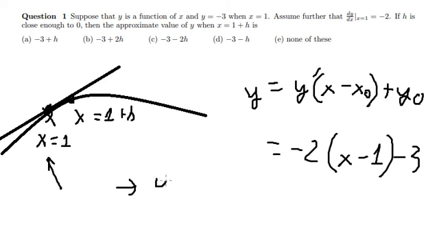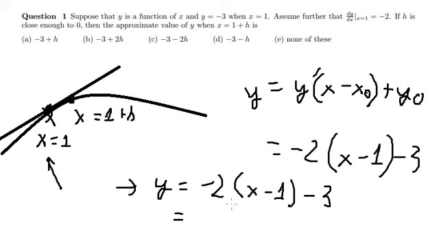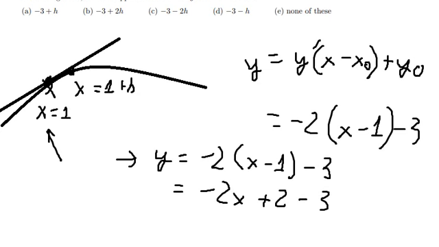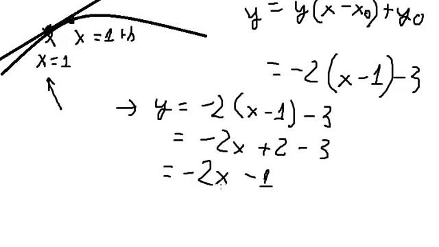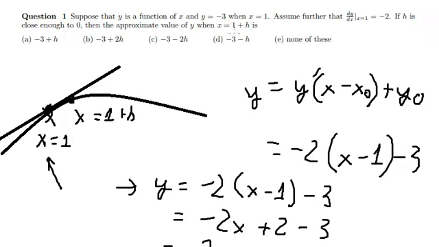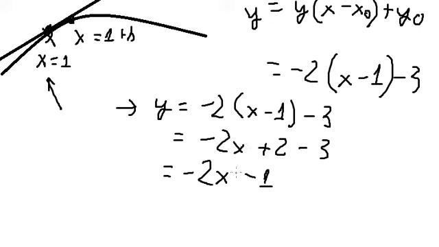And now we have y equals negative 2 multiplied by s minus 1, and we have negative 3. So negative 2 multiplied by s and negative 1. This one we have negative 2s, negative 1. Now, after we got this one, we can put 1 plus h in here.